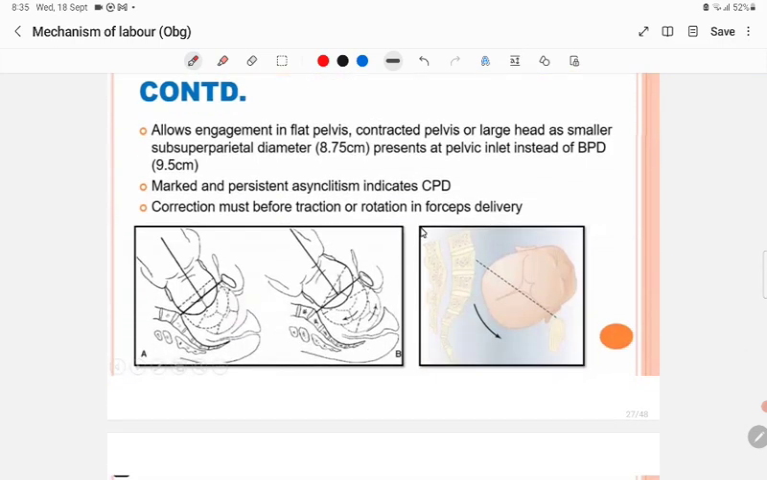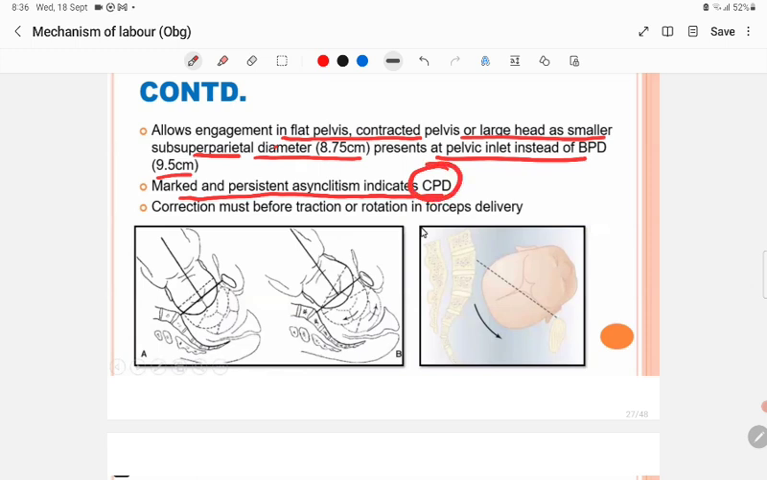Asynclitism allows engagement in a flat pelvis, contracted pelvis, or large head, as the smaller subparietal diameter, that is 8.75 cm, is present at the pelvic inlet instead of the BPD, which is 9.5 cm. Marked and persistent asynclitism indicates CPD. Correction must be done before traction or rotation in forceps delivery.